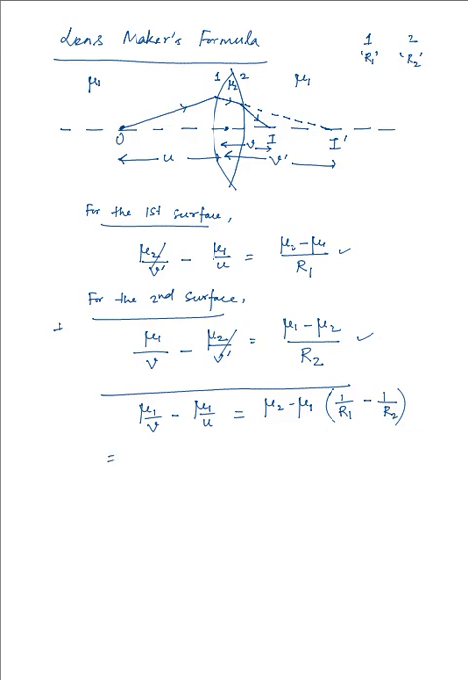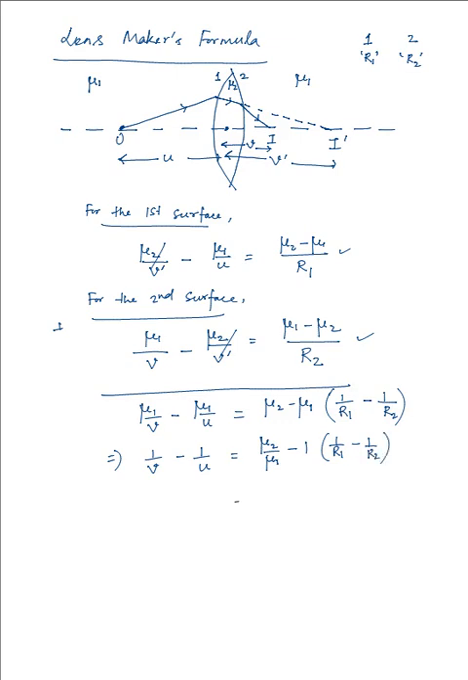Now, as we can see, we have mu1 to be the common factor on the left hand side, on the numerator of the left hand side. So we have 1 over v minus 1 over u to be equal to the mu1 goes common and gets divided over here, mu2 over mu1 minus mu1 over mu1 is 1, and then we have 1 over r1 minus 1 over r2.